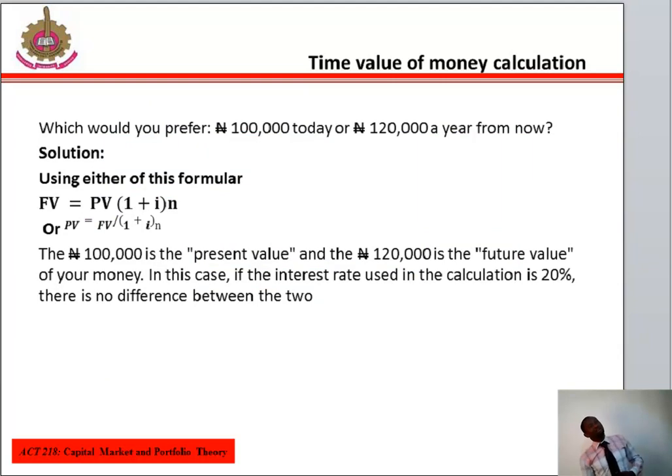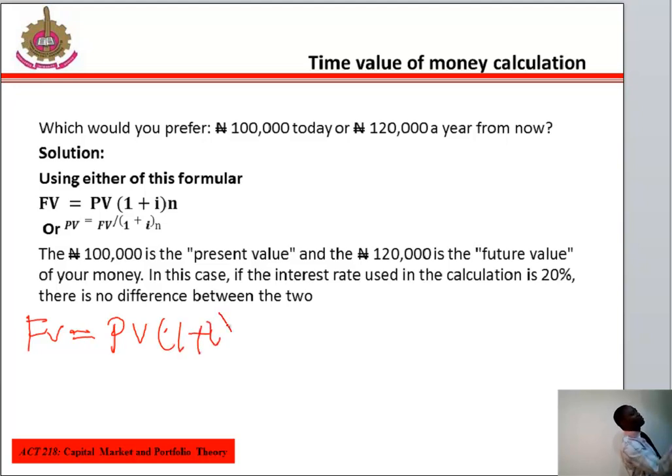Let's quickly look at the calculation on time value of money. From the example given above, which will you prefer? Is it 100,000 naira today or 120,000 naira a year from now? Now looking at the formula, the future value formula, we have FV equals the present value times 1 plus i, where i is the rate of interest, raised to the power n. In this case, the question says, which one will you prefer? 100,000 naira today. This 100,000 naira is our present value. So now, if this present value is converted in a year's time, what will you have?